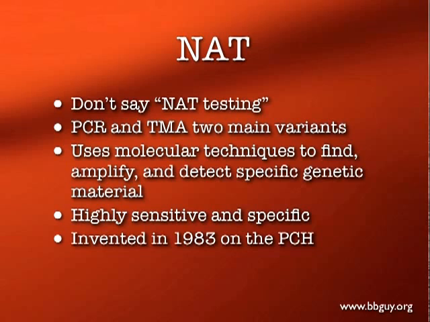When you look at NAT, there are two main variants that are approved for use in the United States. The first is just PCR, which is what everyone thinks about when they think about NAT. The second, though, is transcription-mediated amplification. We'll talk more about TMA in just a second. But first, with both PCR and TMA, you're basically using molecular techniques to find, amplify, and detect specific genetic material, and you detect it through amplification. NAT is very highly sensitive, and it is highly specific. And it's a great test. We use it extensively in blood banks nowadays.